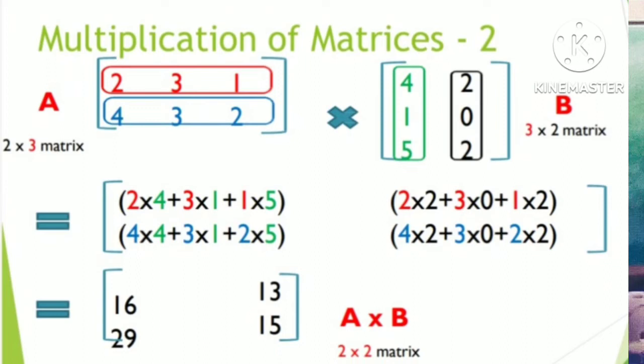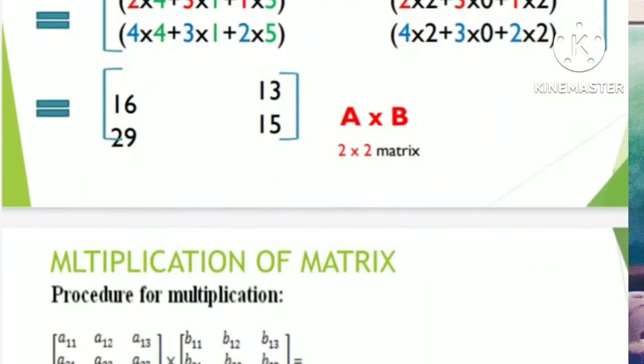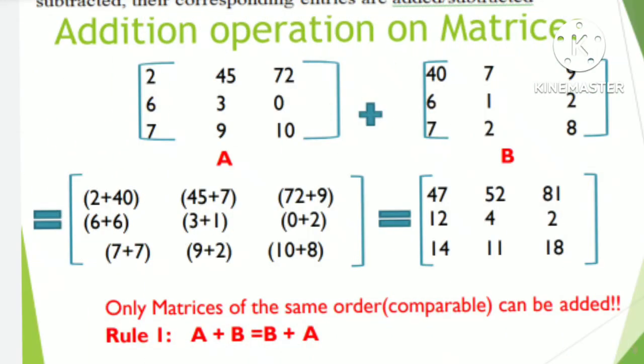We are seeing the examples. Matrix A and matrix B are multiplied. The first row is multiplied with the first column of the second matrix, and the sum of the products of these elements is given as the first element. Similarly, first row, first column, first row, second column, second row, first column, second row, second column, they are multiplied, and the summation is taken as the corresponding elements in the resultant matrix.